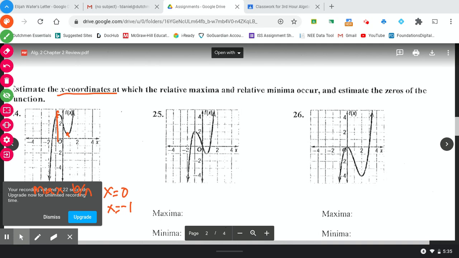Okay. And your minimum lies between x equals 0 and x equals 1 on that one, because it's not exactly on 1. Okay.